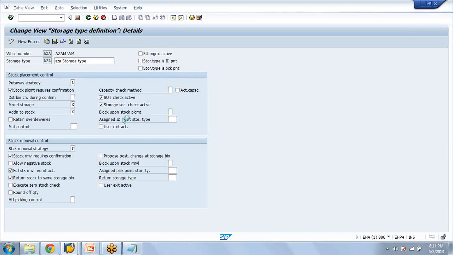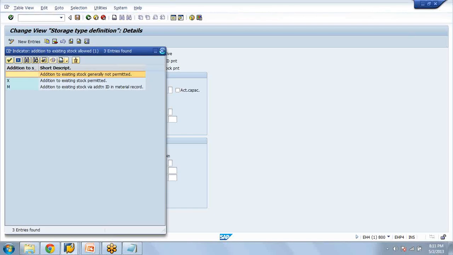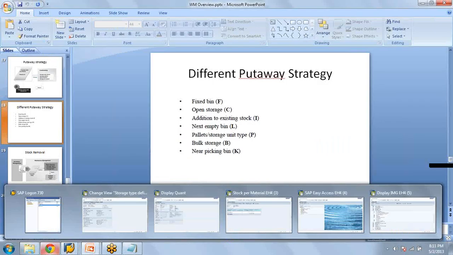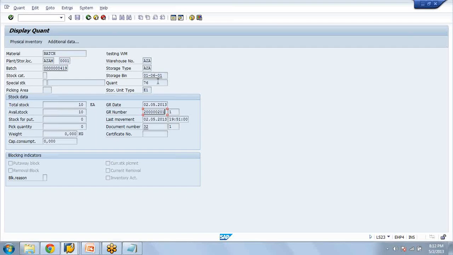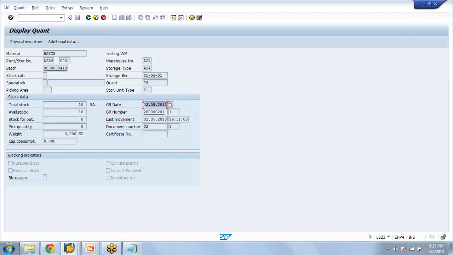And in that, you always go and search for a new storage bin and create one new quant. Okay. So in that storage type, the system will search for this picking strategy as FIFO. Then the system will go and search for the earlier GR date and then pick the material. Got it? No?